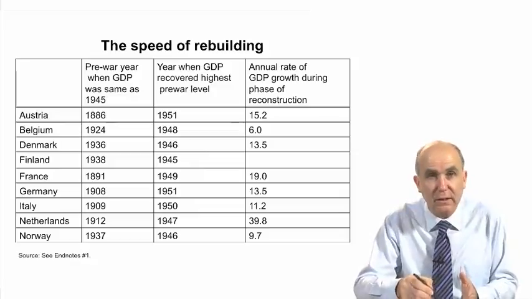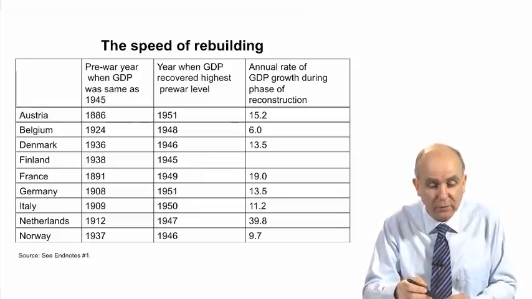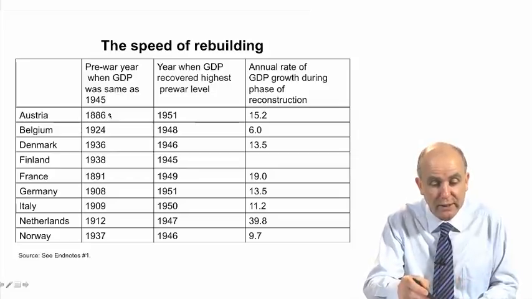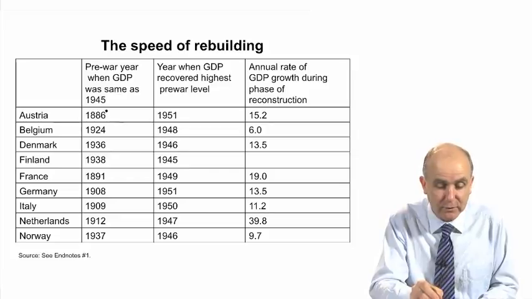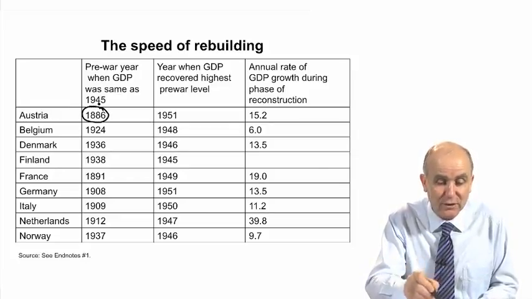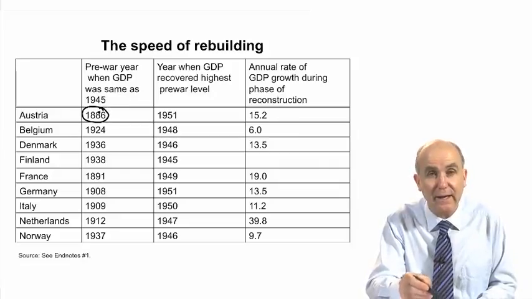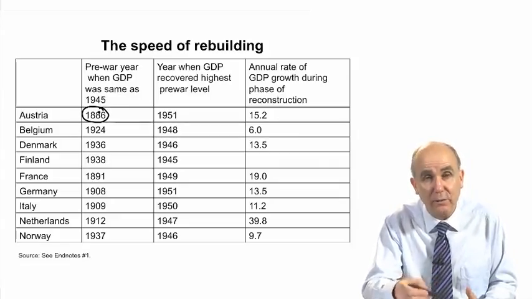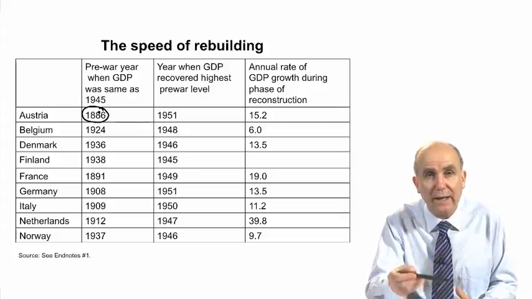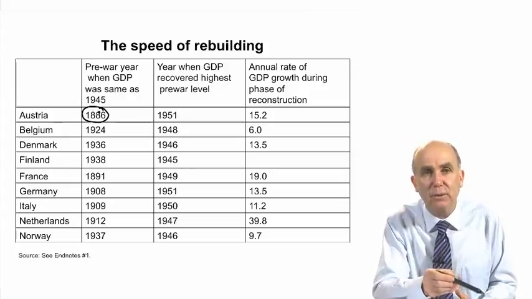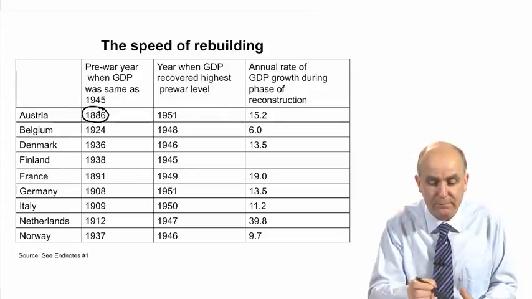The first column is a column you've seen before, where is represented information on the pre-war year when GDP was the same as in 1945. So for example, I made the point before that in Austria, the last time GDP was the same as it was in 1945 was 1886. In other words, World War II had the effect of pushing Austrian GDP back to the level it was at 60 years before.